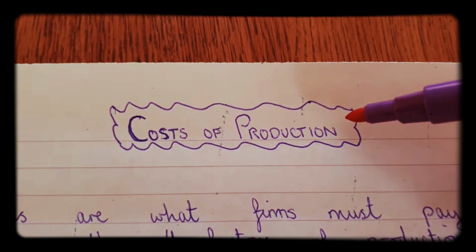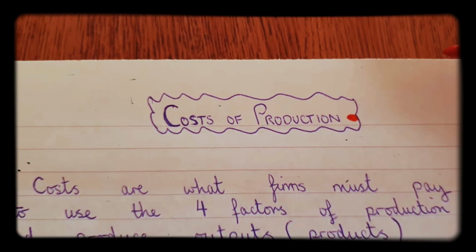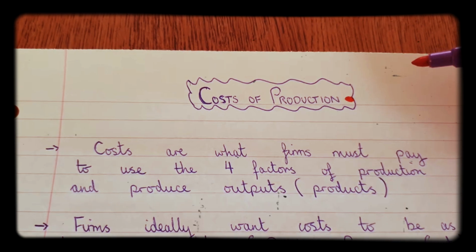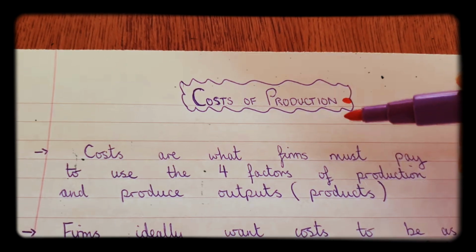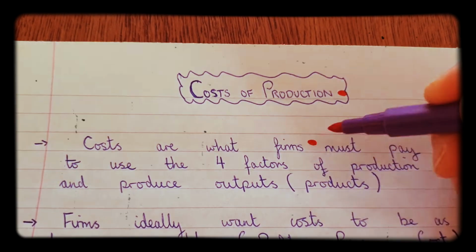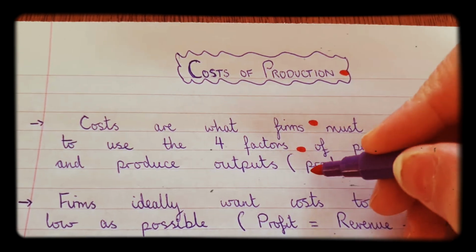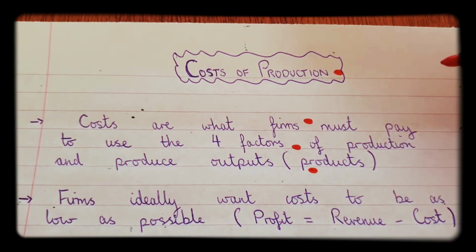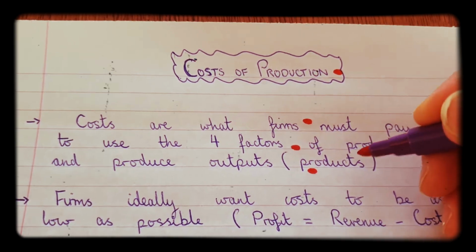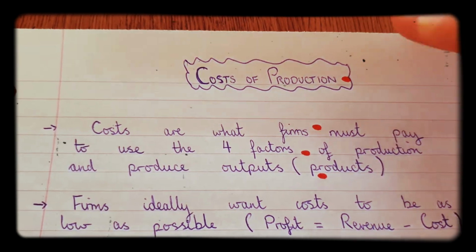In this video, we're going to be looking at costs of production. So what are costs of production? They are what firms must pay to use the 4 factors of production and produce outputs or products as a result. So you cannot produce a product without paying for costs of production.